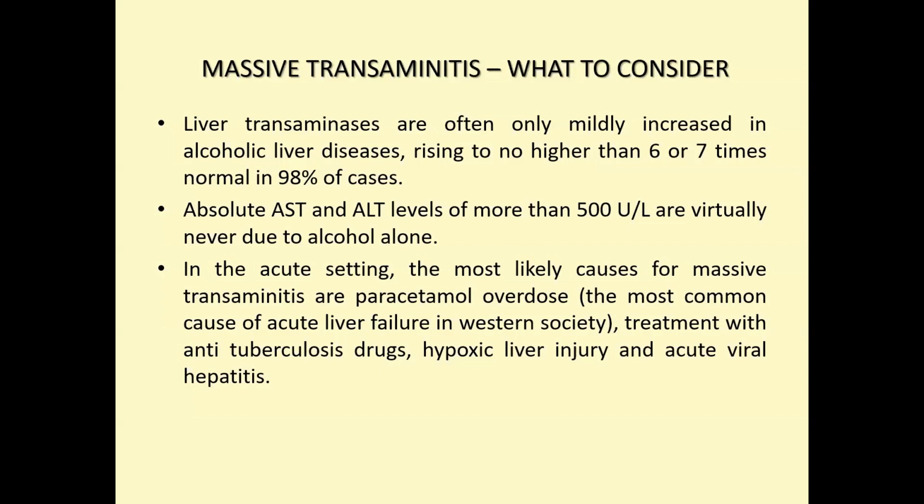In the acute setting, the most likely causes for this rise of more than 500 units per liter, massive transaminitis, are paracetamol overdose. What sir has already correctly told, taking drugs, they say don't take paracetamol. They affect the kidney, they affect the liver also. So we think you have renal damage, you have even liver damage because of toxic injury to the hepatocytes. So paracetamol overdosage is the most common cause of acute liver failure in Western society. In our country, it is tuberculosis treatment. Anti-tuberculosis drugs. You go for liver tests every month.